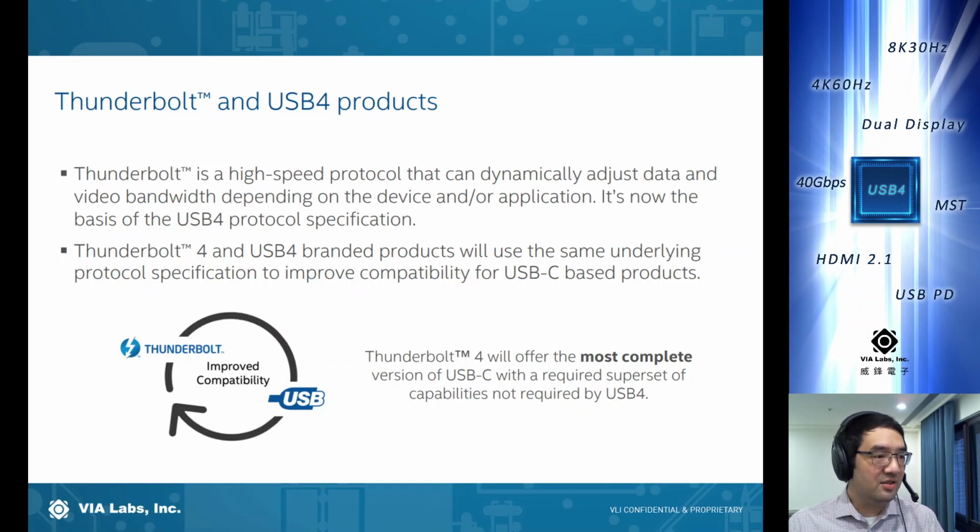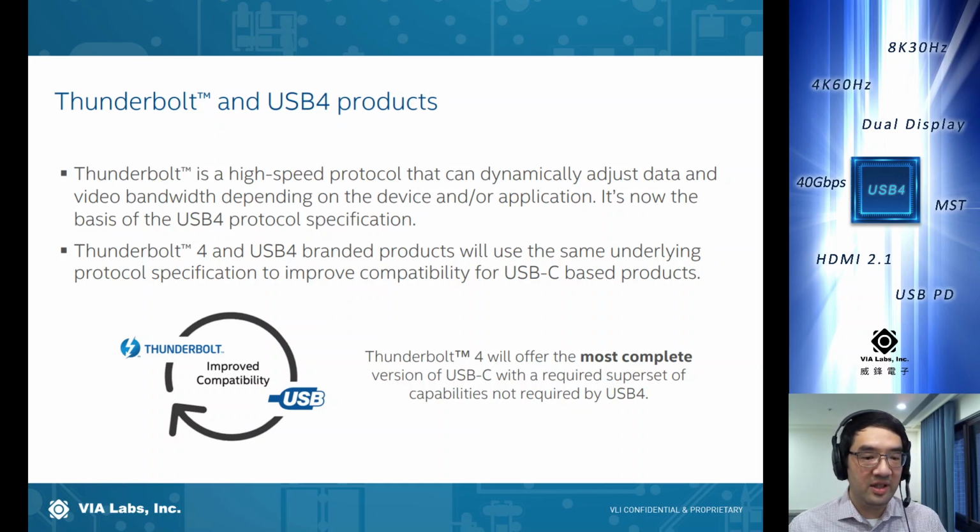So on this slide, it's just kind of a summary, and we borrowed this one from Intel, and it basically just states that Thunderbolt 4 and USB 4 use the same underlying protocol, and Thunderbolt is essentially the most complete version of USB Type-C, and it has a lot of features that in USB 4 are optional. In Thunderbolt 4, they're required.